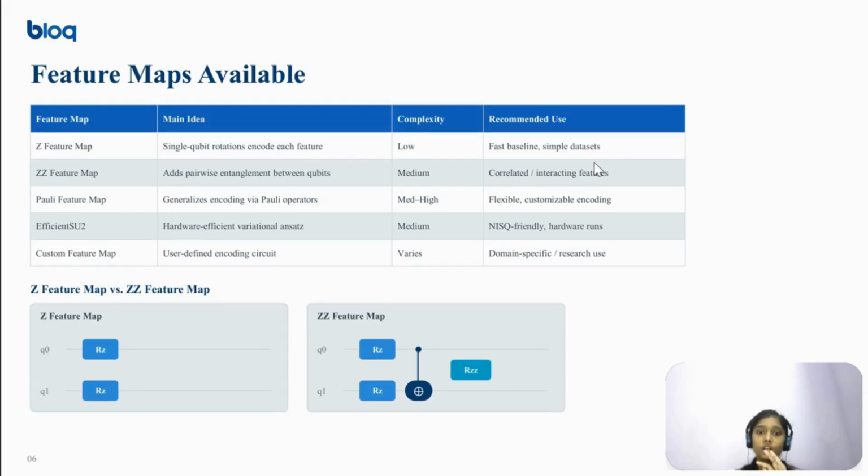The Block platform offers several feature maps. So Z feature map is the simplest option. It uses a single qubit rotation and works well as a fast baseline for simple datasets. And the ZZ feature map introduces entanglement between qubits, which makes it better for datasets where features interact with one another. And then the Pauli feature map provides more flexibility through generalized Pauli operators. For hardware friendly implementations, EfficientSU2 is a good choice. And if your application requires something unique, you can even create a custom feature map. So a good rule of thumb is to begin with the Z feature map and then move to more complex feature maps if the model's performance stops improving.